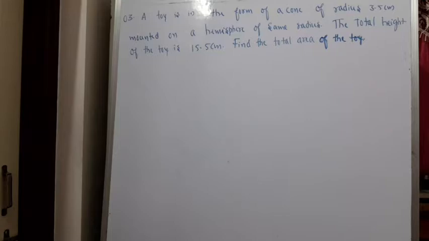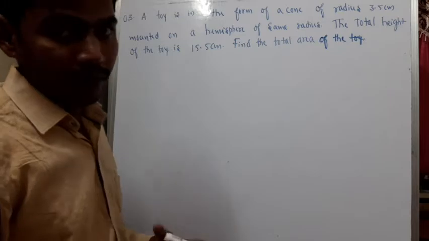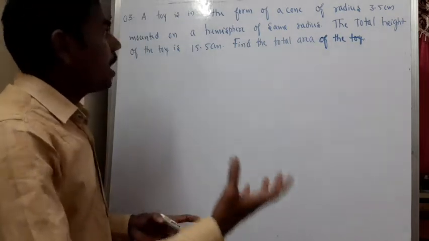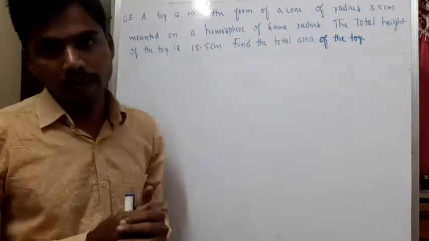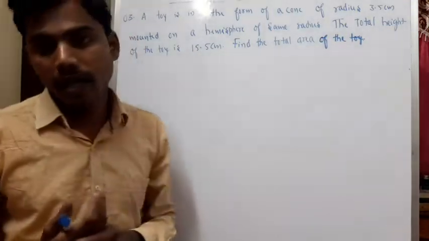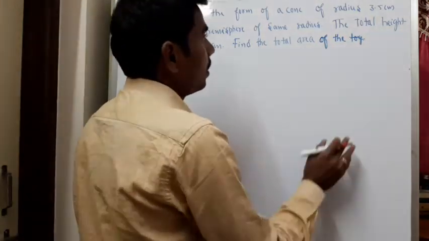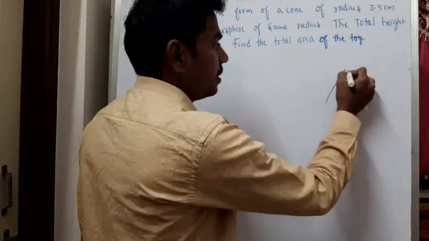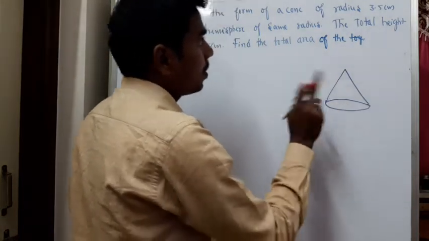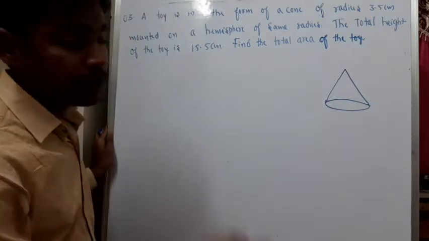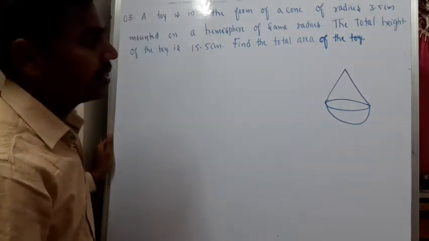So third question, a toy is in the form of a cone of radius 3.5 centimeter mounted on a hemisphere of same radius. The total height of the toy is 15.5 centimeter. Find the total area of the toy. So there is a cone, and this cone is mounted on a hemisphere of the same radius. It is mounted on the hemisphere of the same radius.